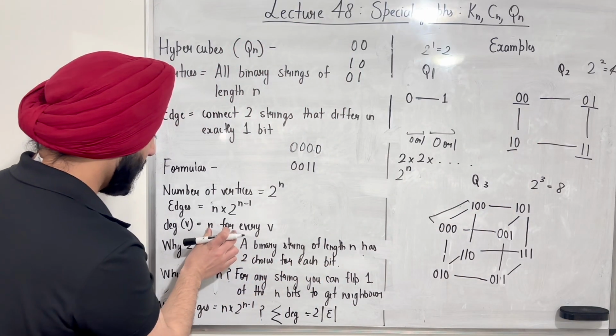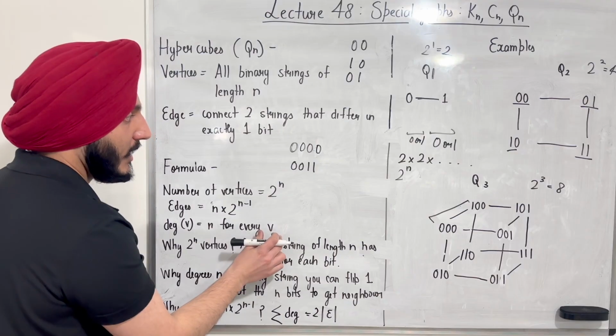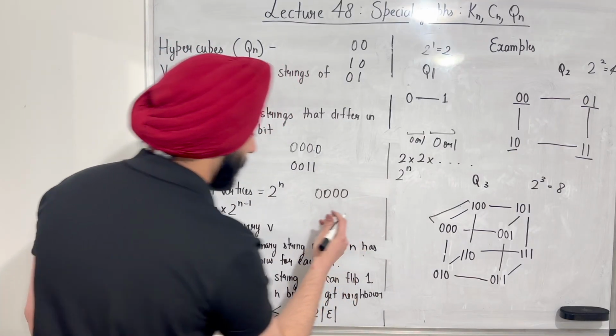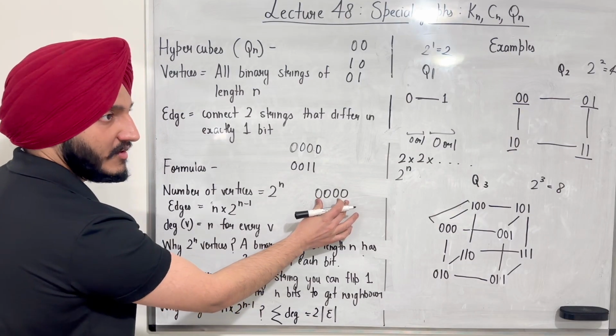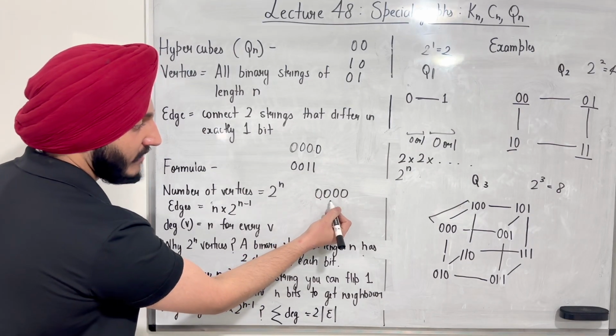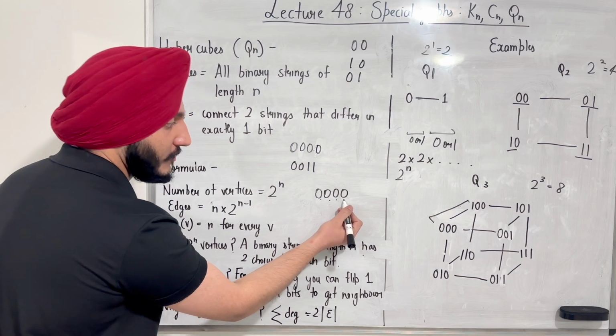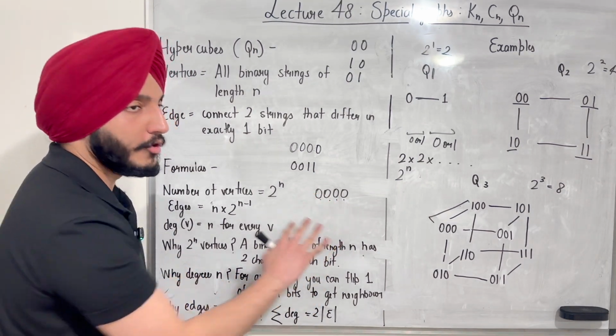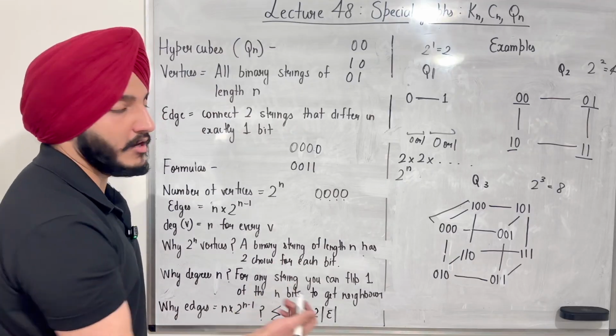It says the degree is n for every single v, because the idea is for any digit of whatever the bit string is, right? So this is a 4-digit bit string. I can flip this 0, I can flip this one, I can flip this one, I can flip this one. And each one would result in a different neighbor, right? That would give me 4 total neighbors, which would be n in total.